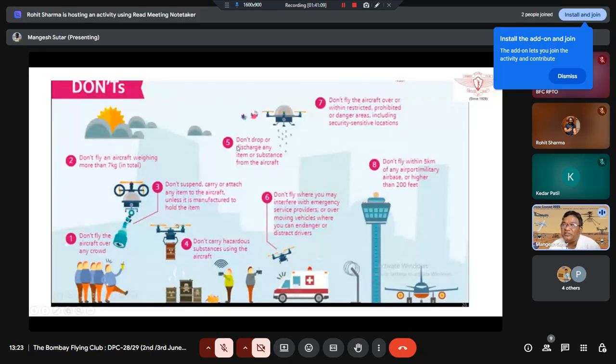So do not drop or discharge any item or substance from the aircraft. This is a no for any location.